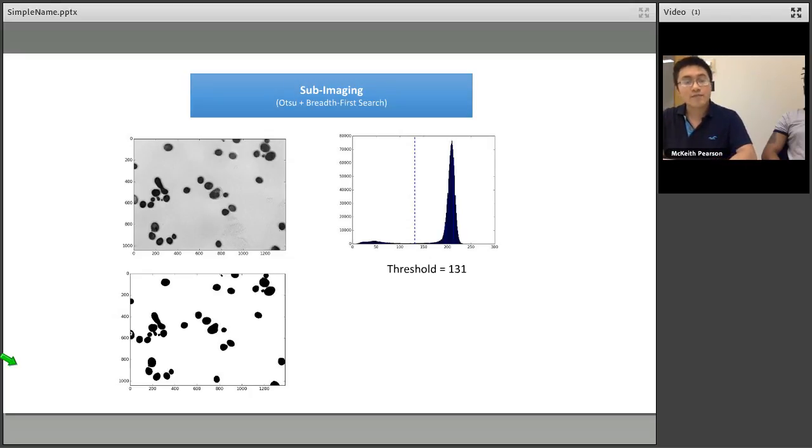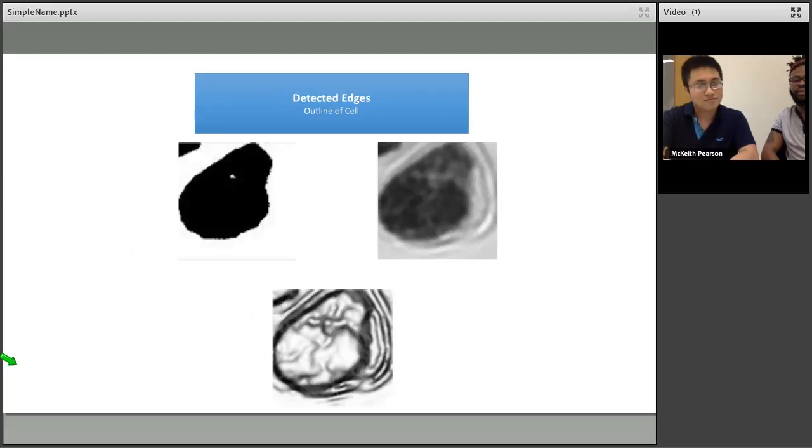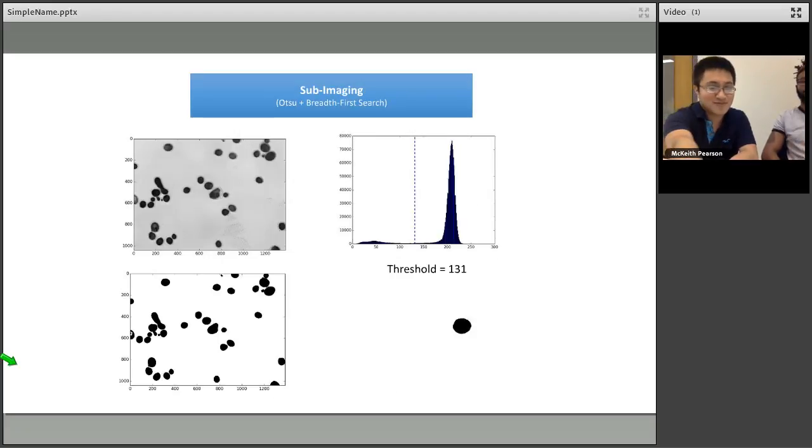And below you see the output. I'm not gonna go there. There's supposed to be an image right there.